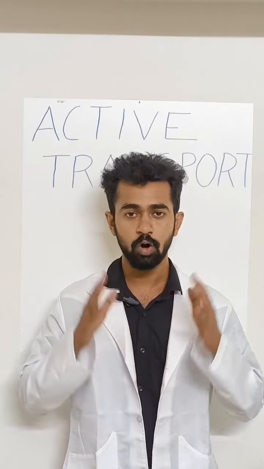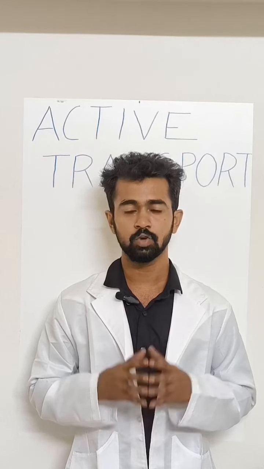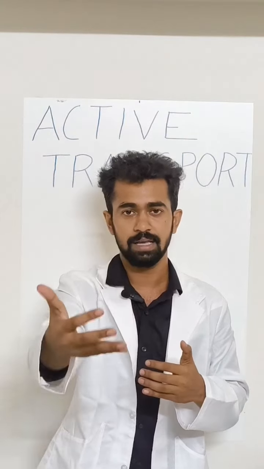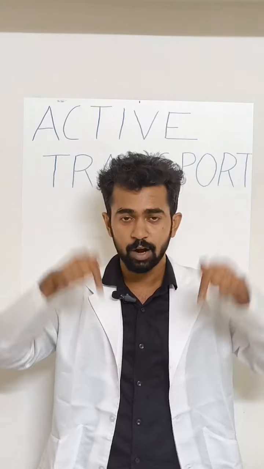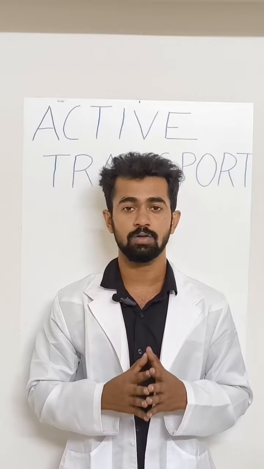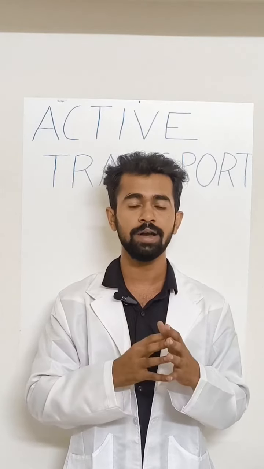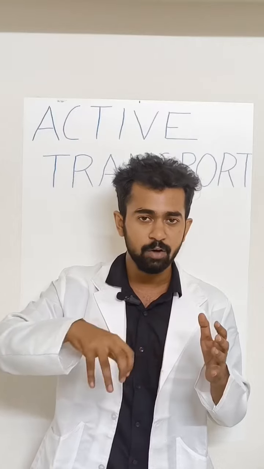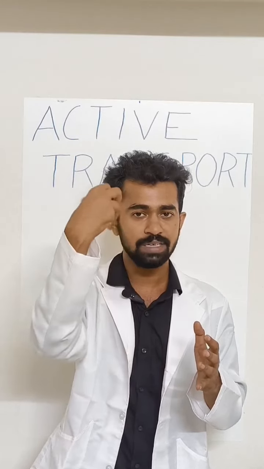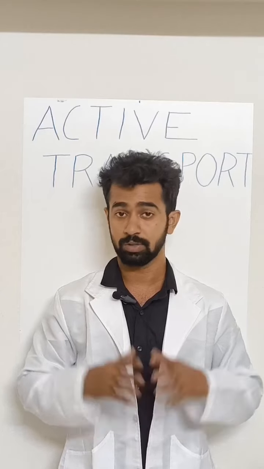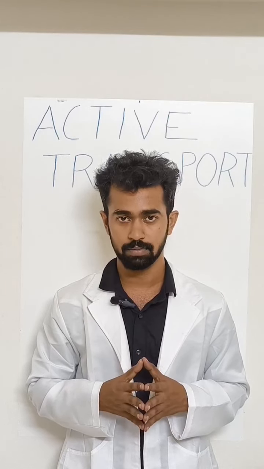For example, sodium ions. Sodium ions are greater in concentration outside the cells, whereas on the inside of the cells, sodium ions are lesser in concentration. So in order for the sodium ions to move from inside of the cell to the outside of the cell, extra energy is required. So that's an example of active transport.